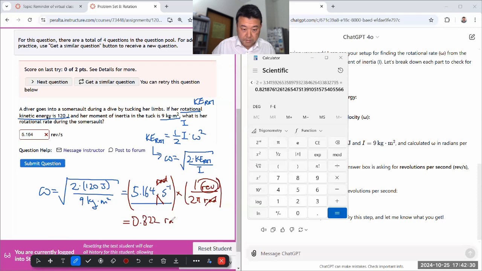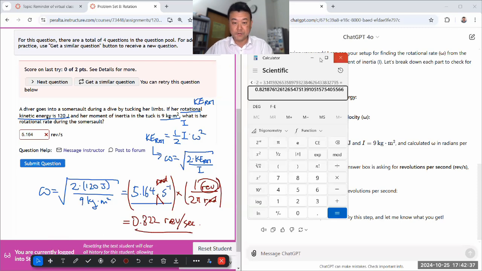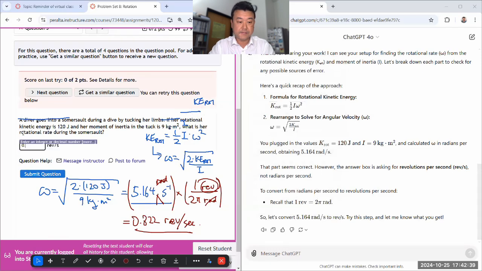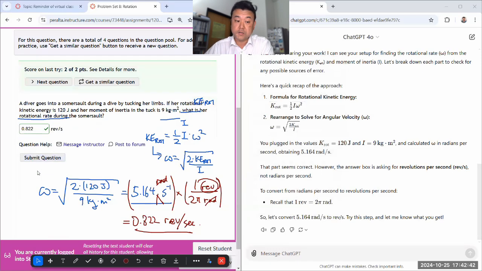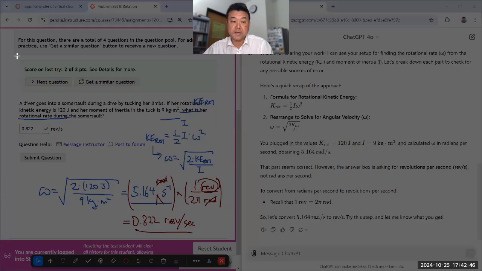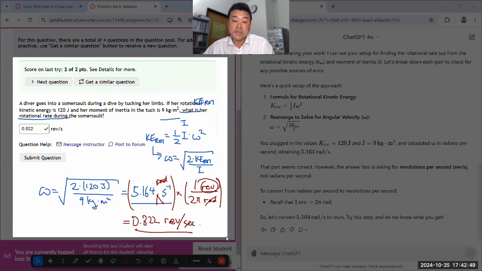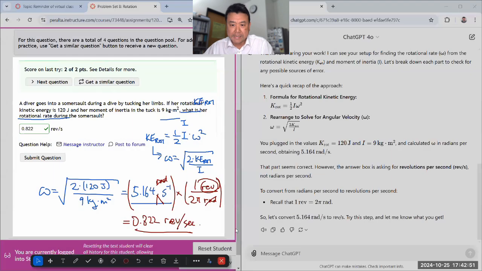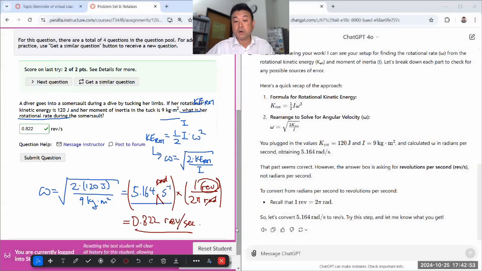0.822, not radians, revolutions per second. Yeah, and I'm pretty sure that will be graded as correct. And this is really the utility of ChatGPT or generative AI with similar capability, using it like a tutor, something that can really check your work and give you context relevant feedback, like here. So here, let me say, yep, I got it. Thank you.